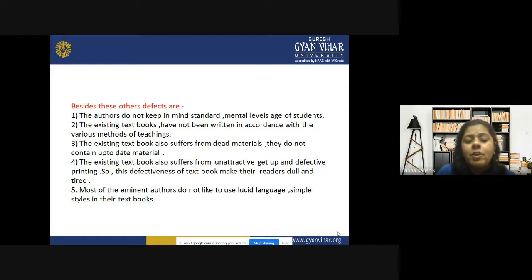Most of the eminent authors do not like to use simple styles in their textbooks, but there is a need to write the content in simple language so that every learner or student can easily understand. But we are not using simple styles in the textbooks.